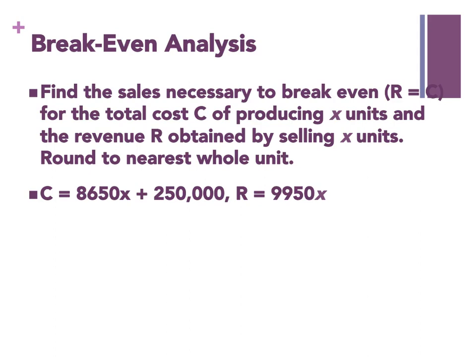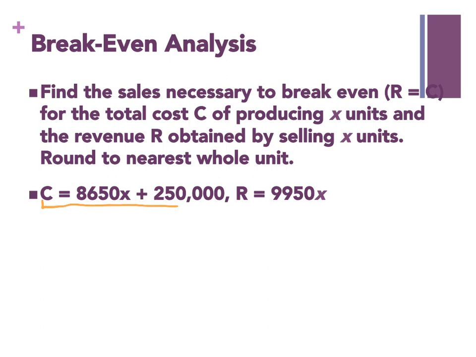So if you are doing a business, and you have spent money to buy, say, t-shirts, but then you're going to sell them. Let's say it costs you $500 to buy the t-shirts and you start selling them. The moment your income hits your cost, that's your break-even point. So this says to find the sales necessary to break even, and R equals C, so revenue equals cost, for the total cost C of producing X units and the revenue R obtained by selling X units, round to the nearest whole unit.